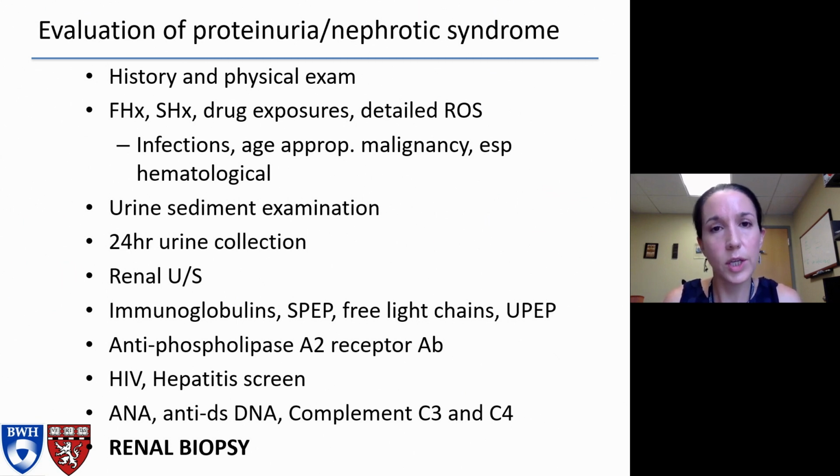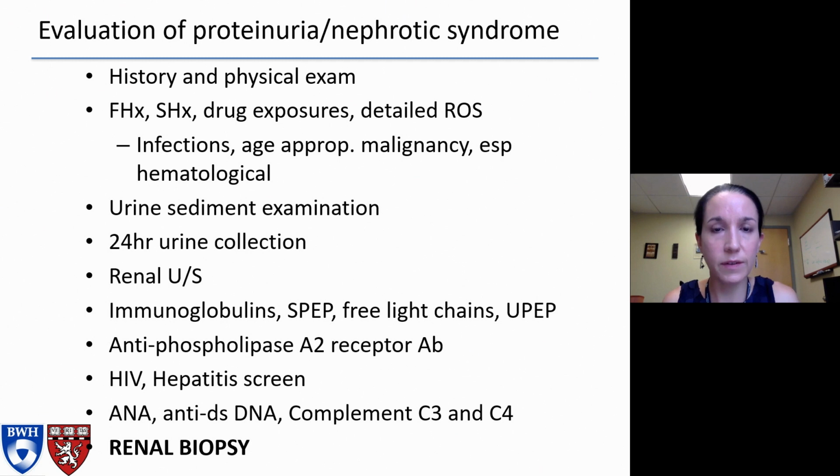You obviously want to look at the urine. A 24-hour urine collection is best to accurately measure the proteinuria. Spot samples can be variable. A renal ultrasound is helpful if you're thinking about primary versus secondary, something like secondary FSGS. Immunoglobulins, SPEP, light chains, and UPEP, again, if you want to think about amyloidosis or other light chain associated diseases. Antiphospholipase A2 receptor antibody is very specific for membranous nephropathy, so this is a very useful test.